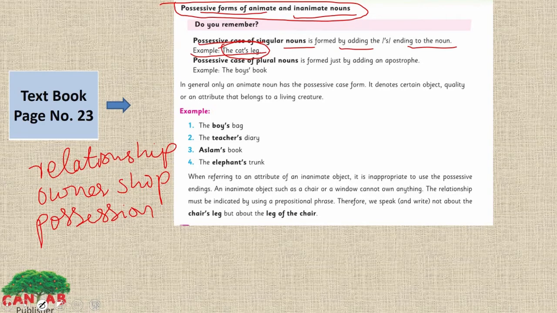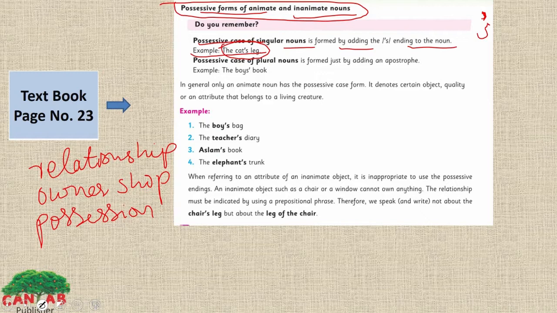And how we will do it in singular noun? I hope you know the singular and plural. Singular refers to one item and plural refers to more than one item here. How we will show the relationship or ownership or possession here of two nouns here? By adding s and apostrophe here. Apostrophe shows the possession or relationship or ownership between the two nouns.